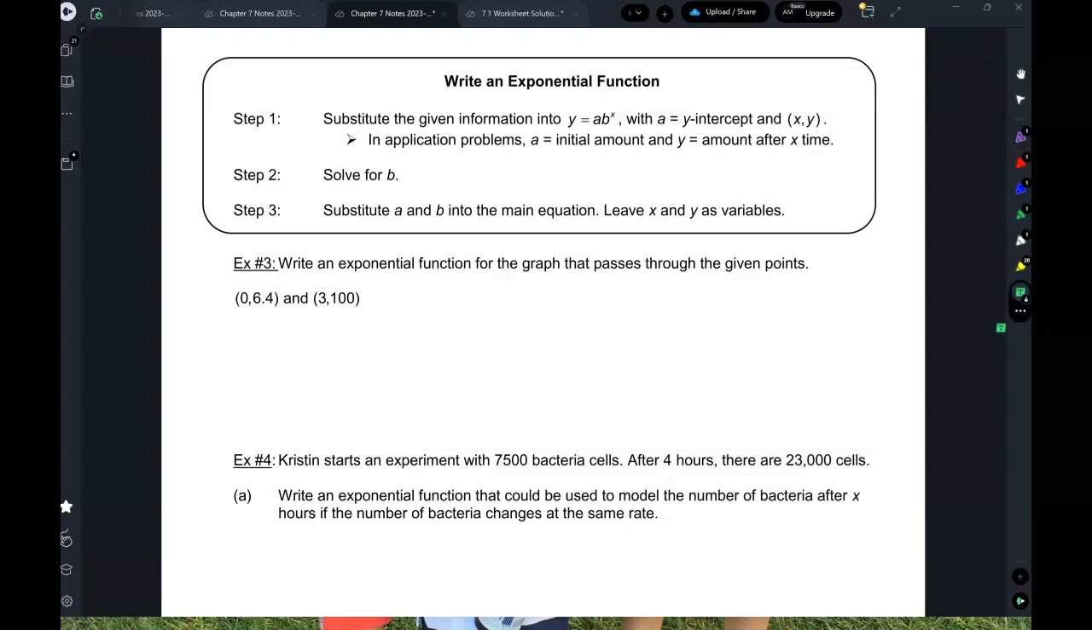Okay, so how to write an exponential function? To write an exponential function, you have to substitute any information you're given into this general form. All right? Remember what we talked about yesterday. Yesterday we said that A, the initial amount, was the y-intercept. Do you remember that in yesterday's problems? The initial amount is the y-intercept, A.